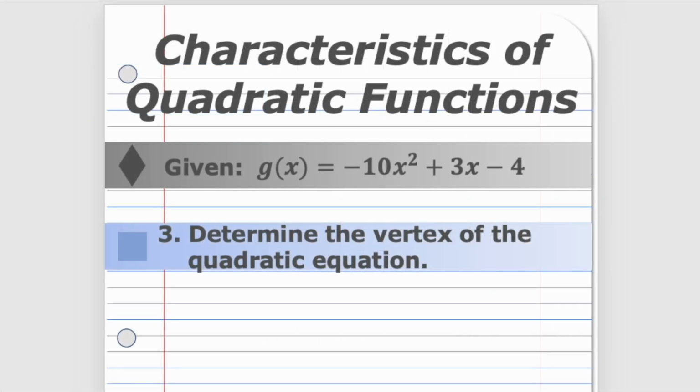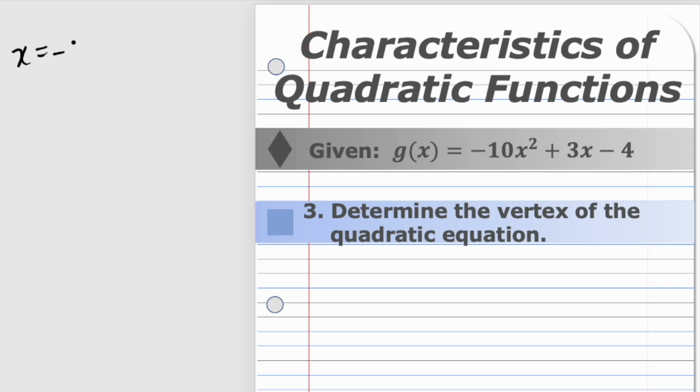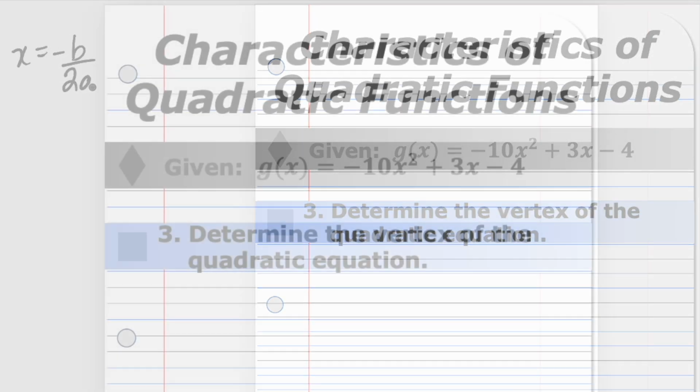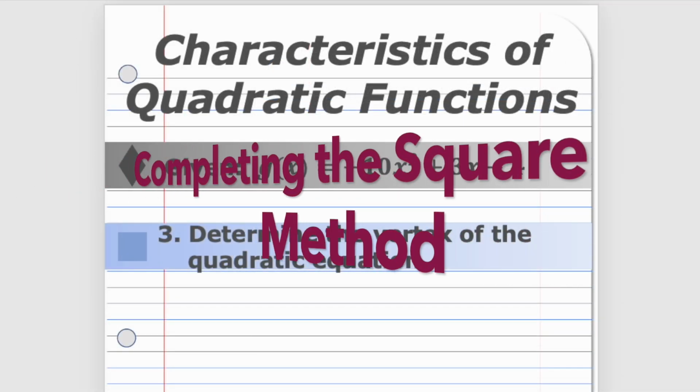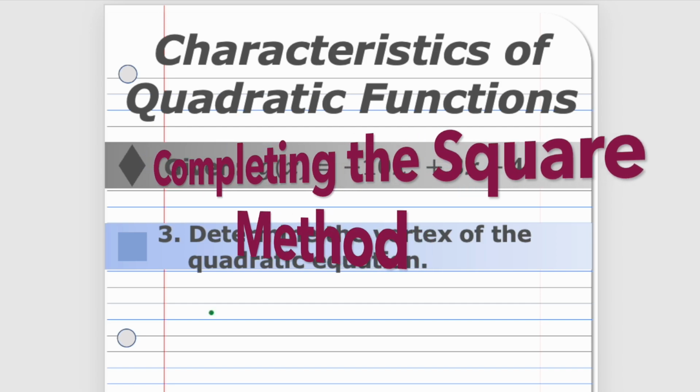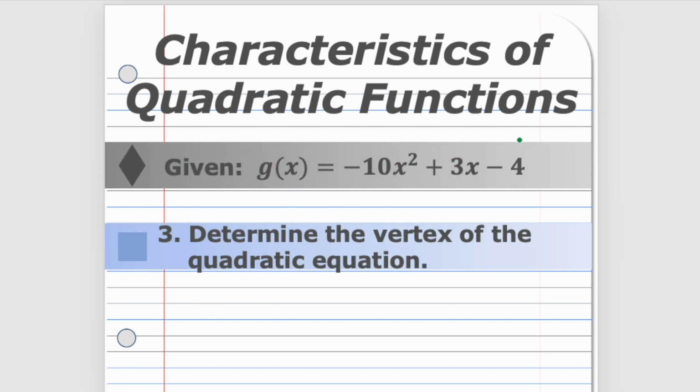Great. What if you were asked to find the vertex, but you didn't know x is equal to negative b over 2a? We can use our method of completing the square. It's a little challenging to learn, but it's a nice method. First, we'll rewrite the equation by adding 4 to both sides and changing the g to be just the y. So y plus 4 is equal to negative 10x squared plus 3x.